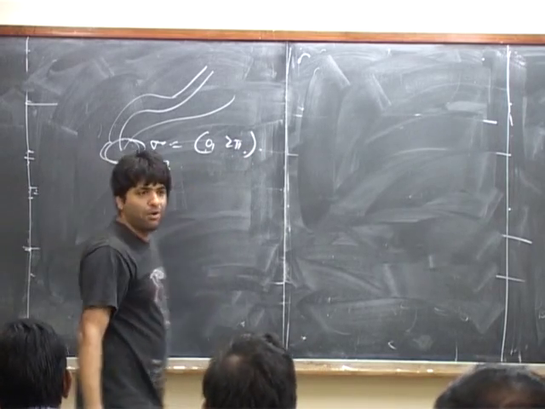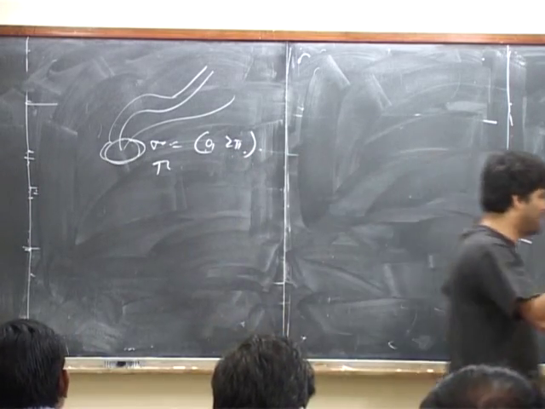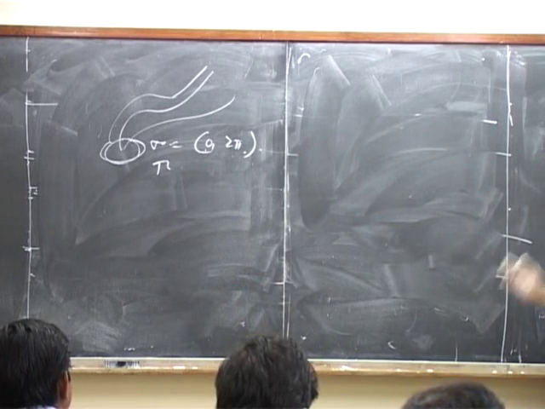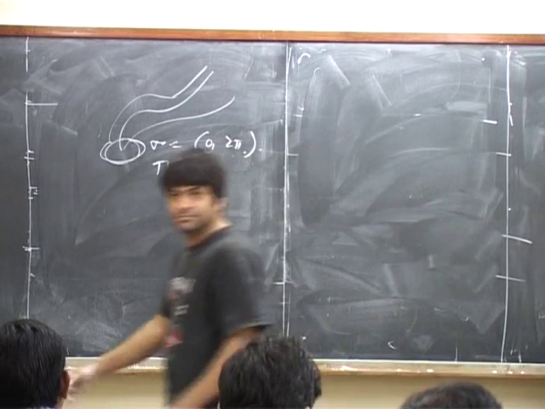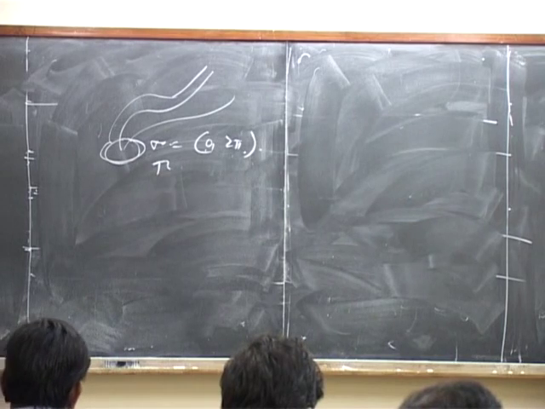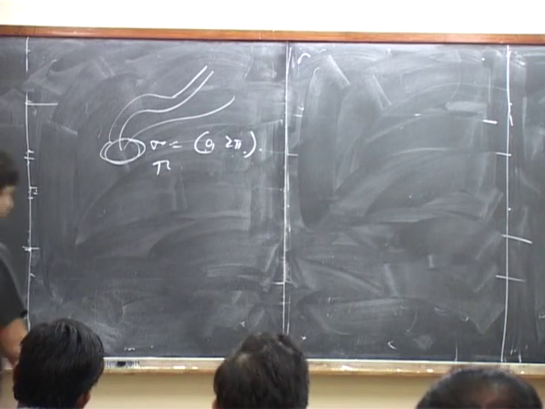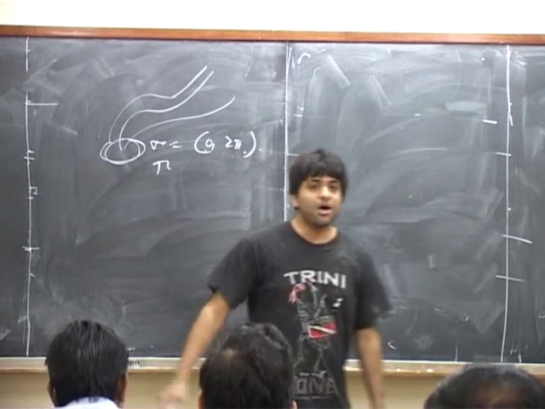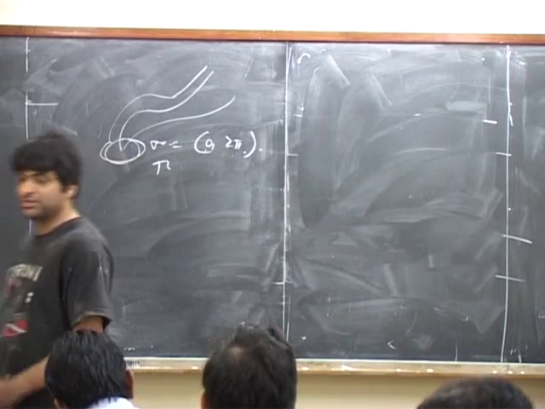The second variable is tau. Tau goes from minus infinity to infinity, nothing is periodic in tau. You are talking about closed strings now? At the moment, yes. Okay. So, good. Those are our parameters.